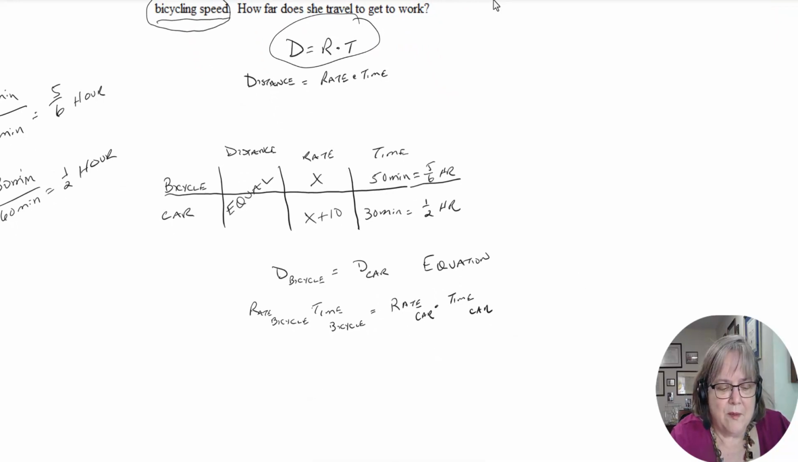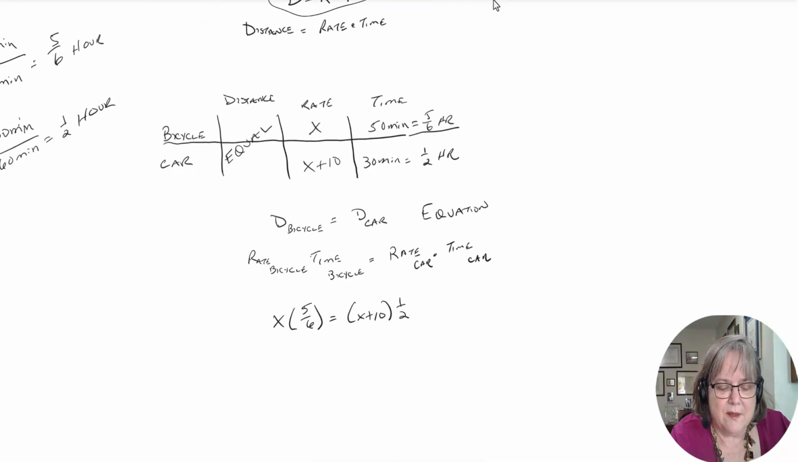So what's the rate of the bicycle? X. What's the time? 5/6 of an hour. What's the rate of the car? X plus 10. What's the time? A half. So I'm going to switch this around so it looks a little bit better: 5/6 x equals 1/2 (x plus 10).